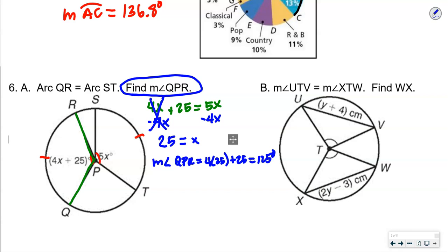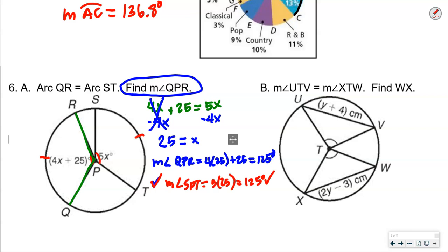And we can check this. How? By putting it in the other one, okay? So that's what we're going to do. We're going to put it in the other one as well. So we're going to find the measure of angle SPT. They should be equal, right? So 5 times 25 is 125 as well. So again, if you can check it, you should.